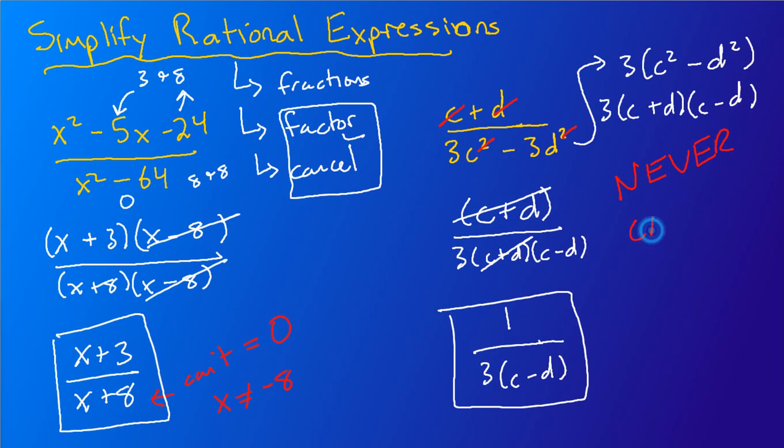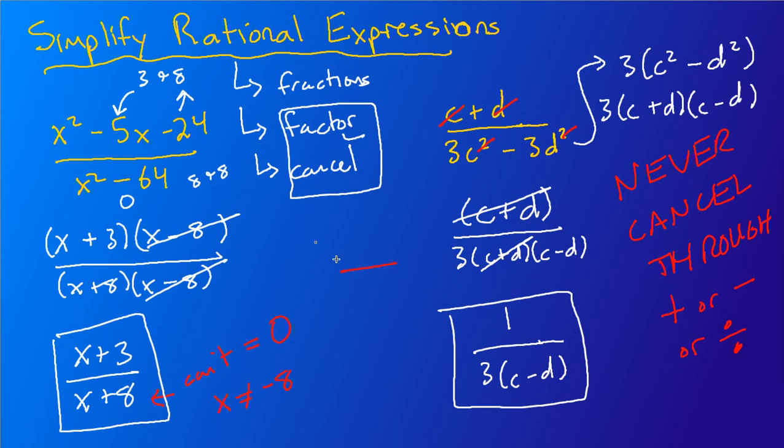You can never cancel through anything but one thing, multiplication. See, I switched all of this to multiplication, which allowed me to cancel. I can never cancel through addition or subtraction or division. Only with multiplication will canceling work.